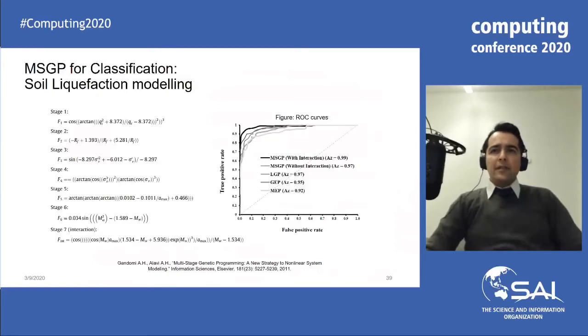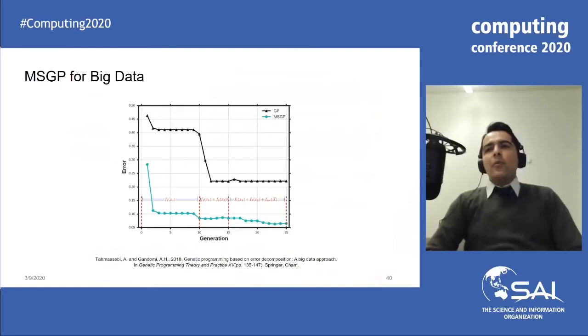And on the left hand side, you can see the equations we obtained at each stage: six stages for six variables, and the last stage, stage 7, for modeling interaction between variables. We also tested this model for big data analysis, because now we decompose this multidimensional problem into several one-dimensional problems. It can be very effective for big data analysis. We showed a case study in this paper, and you can see the results in terms of generations and number of errors. It reached much lower error values far more quickly.